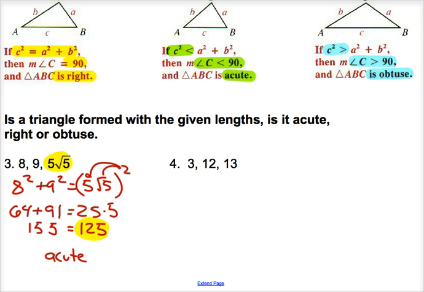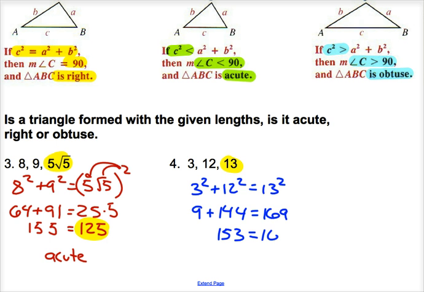Let's look at number 4. I know my C value over here is 13, which is the largest value, and let's check and see what happens. 3 squared plus 12 squared equals 13 squared. 3 squared is 9. 12 squared is 144. 13 squared is 169. And if I add 9 and 144, I get 153.